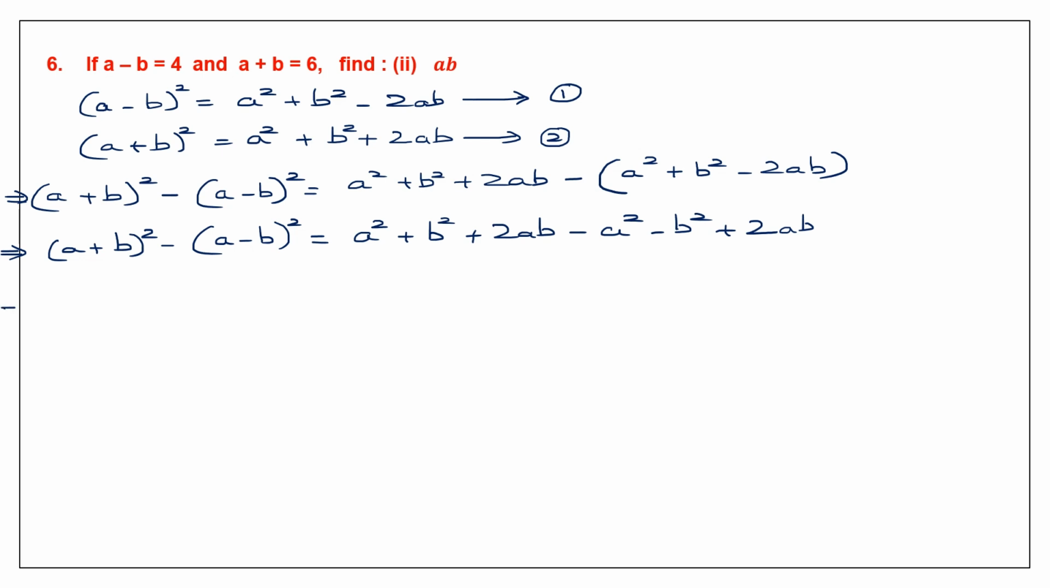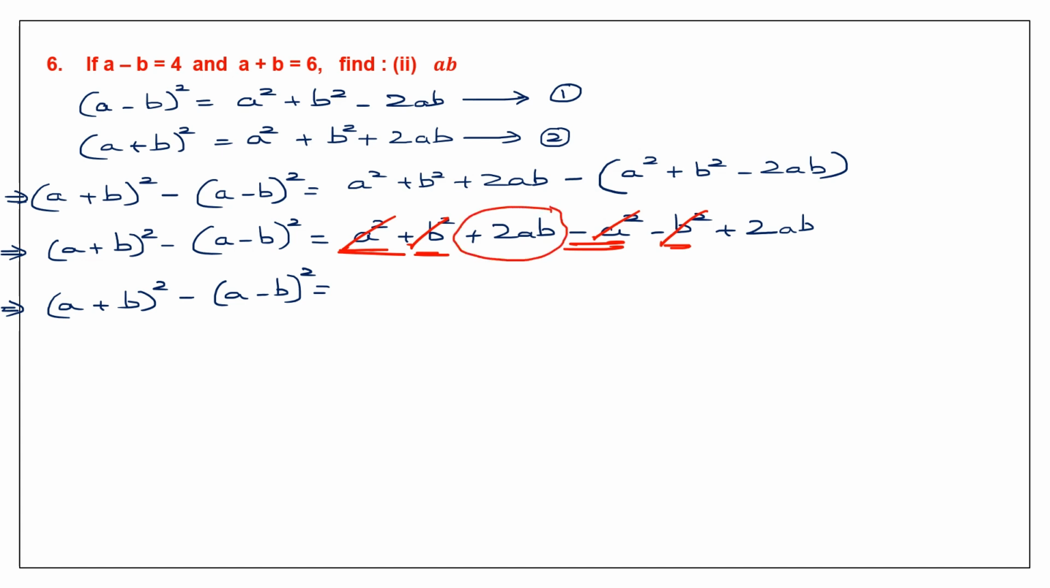Now let's simplify this further. So we have (a plus b) the whole square minus (a minus b) the whole square. Now let's look at this. We have a square here minus a square. So the opposite signs will get cancelled. Plus b square minus b square. This also will get cancelled. So what is left is plus 2ab. Again we have plus 2ab. So 2 plus 2 is 4, making it 4ab.